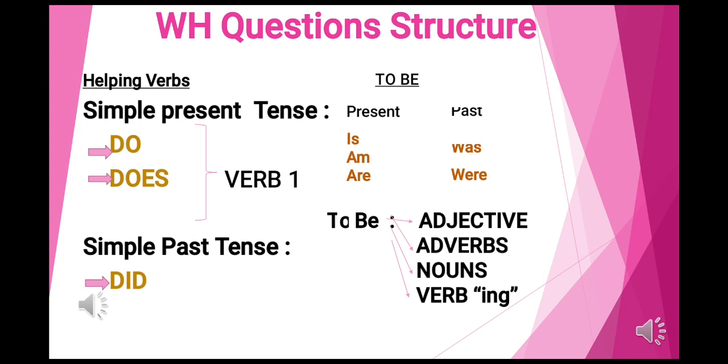Adverbs, for example, adverbs of place: she is in the hospital. Next, nouns. She is a doctor. Doctor is a job, an occupation. It's also a noun. Or, it is a car. Car is a noun.